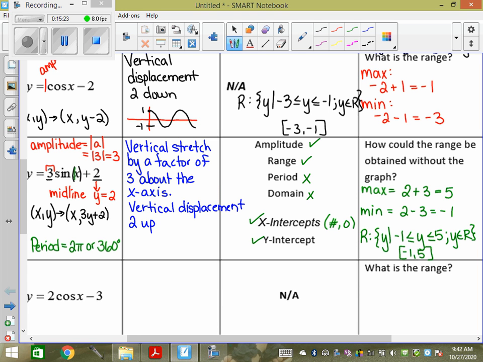Does any of this change if I change this from a sine to a cos? The only thing that changes is the graph will look different because it's shifted. Remember, a cos graph is just a shift of a sine graph. It's just a 90-degree shift of it. So if I put in sine or cos, it's not going to affect my amplitude or my period or any of that stuff. It'll just affect my x-intercepts and my y-intercepts because it's a shift. But we can type that in.